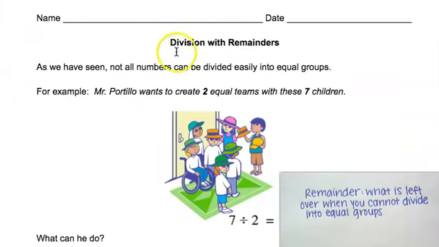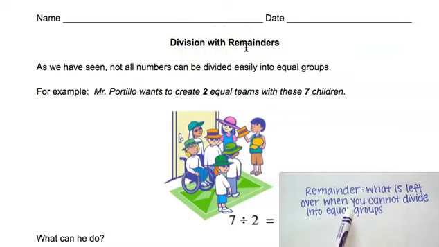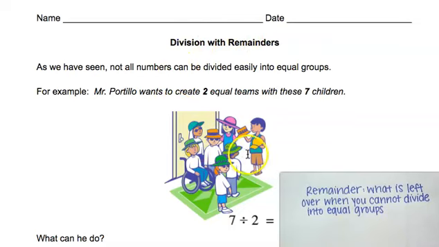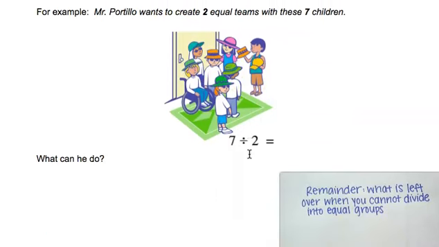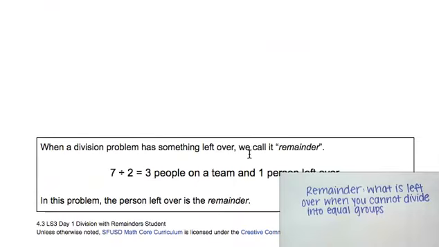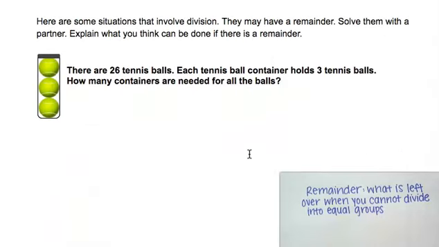So today you're going to work on division with remainders. And remember, a remainder is what is left over when you cannot divide into equal groups. So it was that last student, or the last cookie, or the last pencil that couldn't go into the equal groups. You'll answer the first question, which is what we've already discussed, and then you'll move on to a couple more situations.